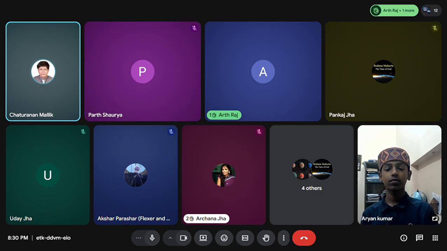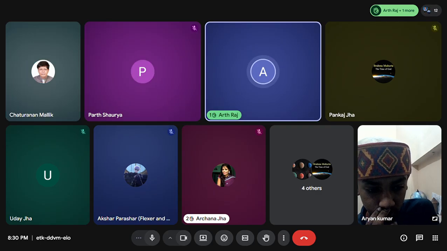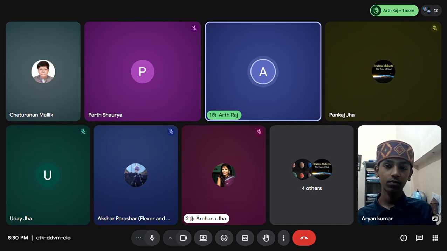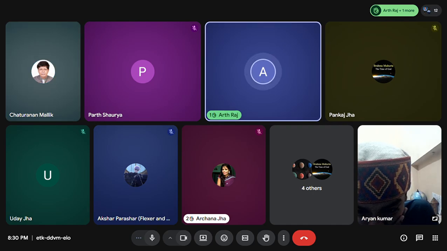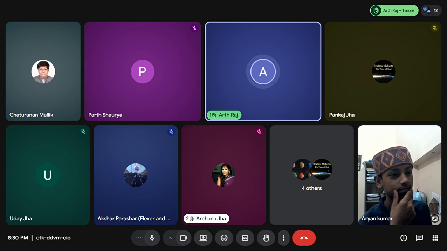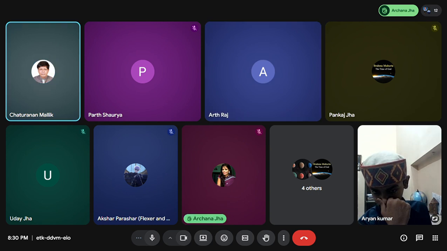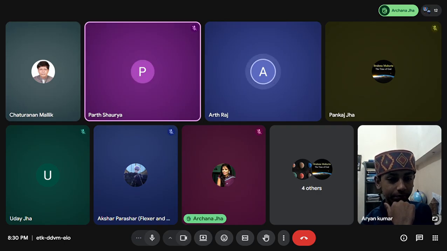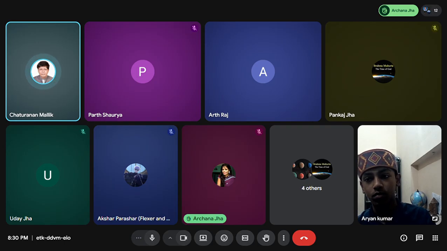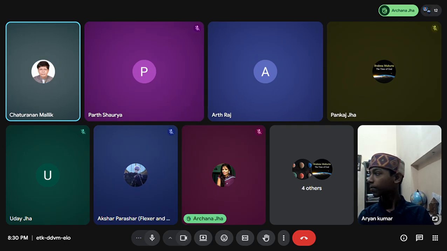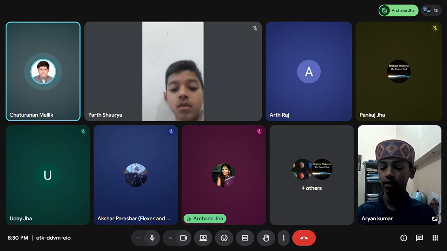Earth, what is the question? What are the different types of rock and how they form? Different types of rocks and how they are formed. Rock, okay. Let us first finish the discussion on one topic, then we come to that. So Saksham, what is your question?